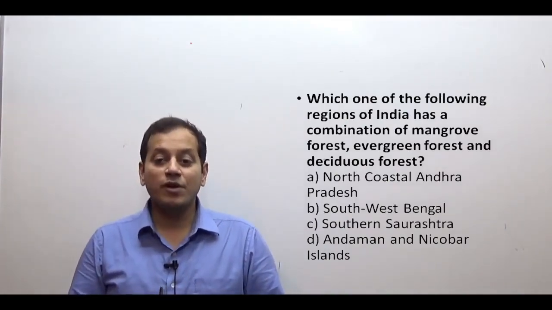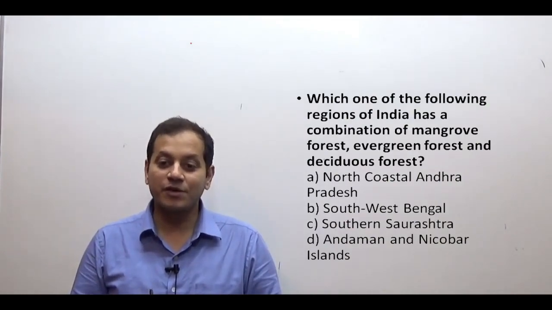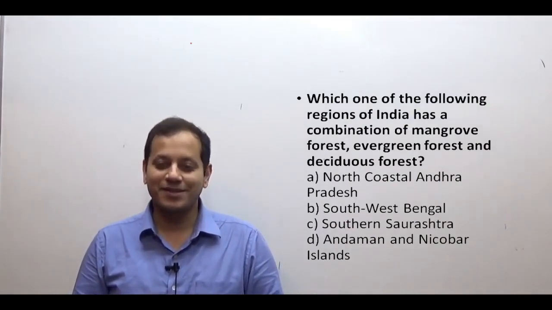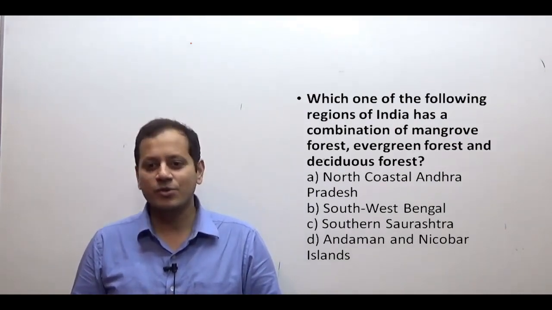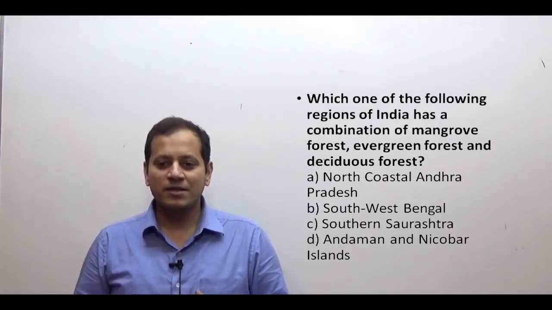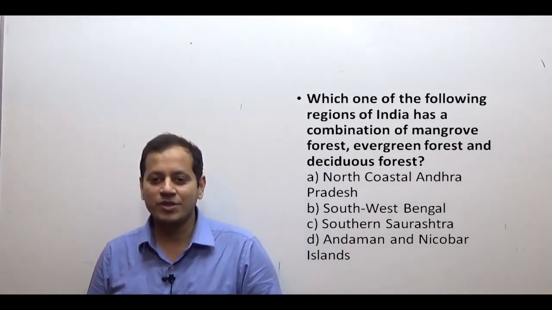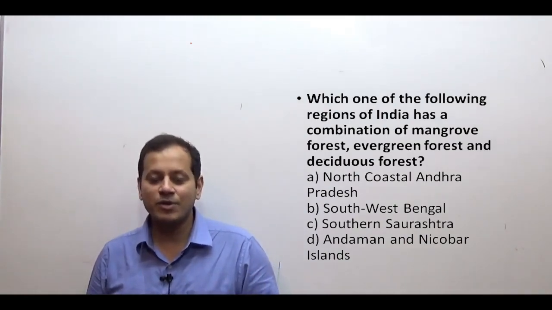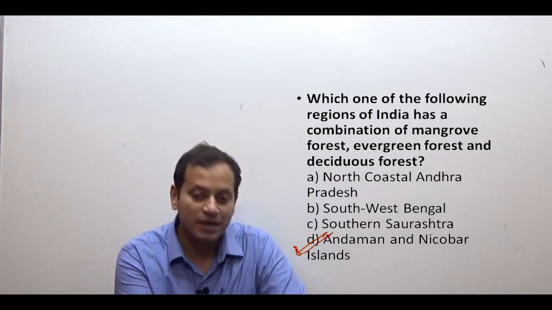Which one of the following regions has a combination of mangrove forest, evergreen forest and deciduous forest? I have done this many times. What is the answer? North coastal plain, Bengal, southern Saurashtra, Andhra Pradesh. No question. We need an area of evergreen as well as mangrove as well as deciduous, and there is only one area, that is the Andaman and Nicobar Island region.